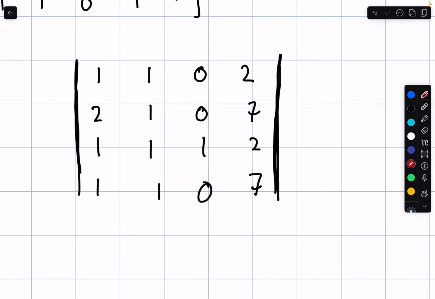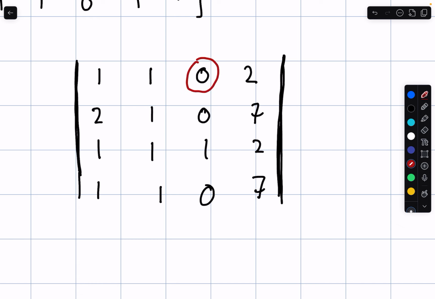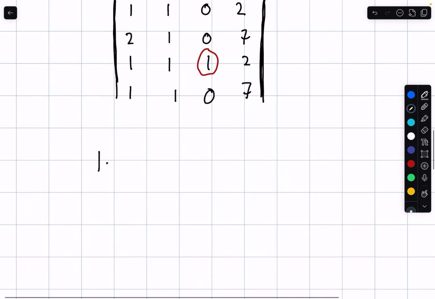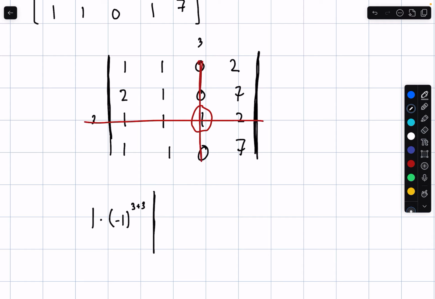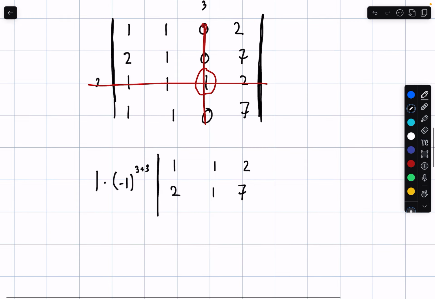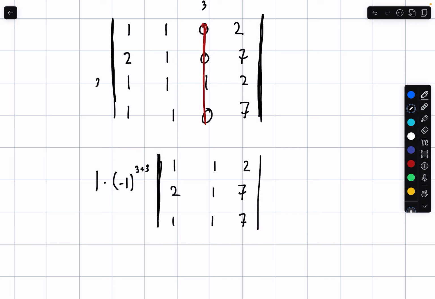And we can now do cofactor expansion again. We start with our 0. It's going to end up being 0. This is going to be 0. This one is going to be 1. So we get 1 times negative 1 to the 3 plus 3, this is the third row and third column, times the determinant of everything that's left. So we can cross off this row and column, and what we get is 1, 1, 2, 2, 1, 7, and 1, 1, 7. And this last cofactor expansion value, 0 here, is just going to give us 0 again.